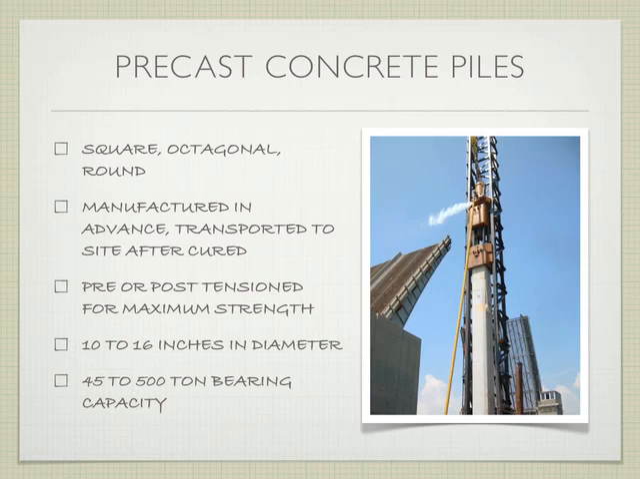They can be pre or post tension for maximum strength. If it doesn't make sense what those two things mean, then we'll talk about it in 3 weeks. I don't want to overload you right now, right? They're 10 to 16 inches in diameter, so we're talking somewhere between here and there. And they have 45 to 500 ton bearing capacity, so these are definitely the strongest in terms of what they can bear. And they're also corrosion resistant, right? We can put them in salt water. We can use them for the Bay Bridge, right? That's a really good use of them.